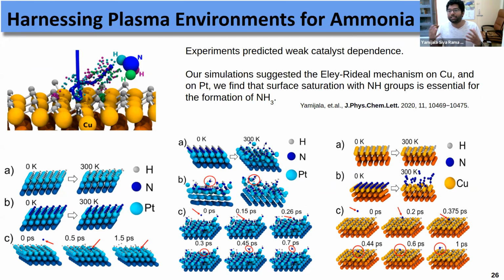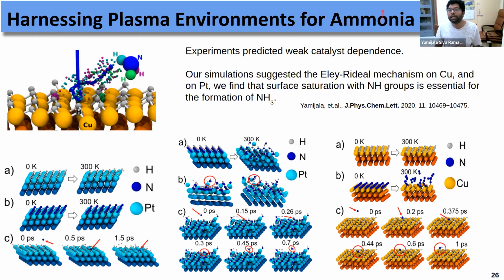Then what we have done is, we considered both the copper as well as the platinum surfaces, and we collided these surfaces with a pre-adsorbed material like either hydrogen or nitrogen. We have first passivated the copper and platinum surfaces, and then we started colliding this system using hydrogen or nitrogen. So what our simulations have suggested is the very weak catalyst dependence is because of the different kinds of mechanisms that have been observed on the copper as well as on the platinum.